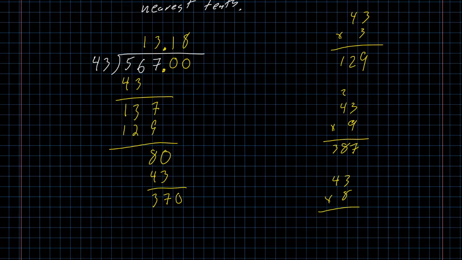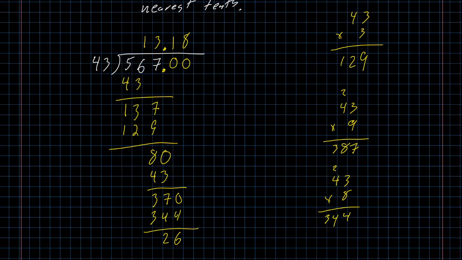43 times 8. 8 times 3 is 24. 8 times 4 is 32, plus 2 is 34. So we get 344. Subtract that off, and you get 26. All right, just making sure that that worked out. 26 is smaller than 43. We're in good shape. But that next digit is 8, and that's what we needed to know, because 8 tells me round up.